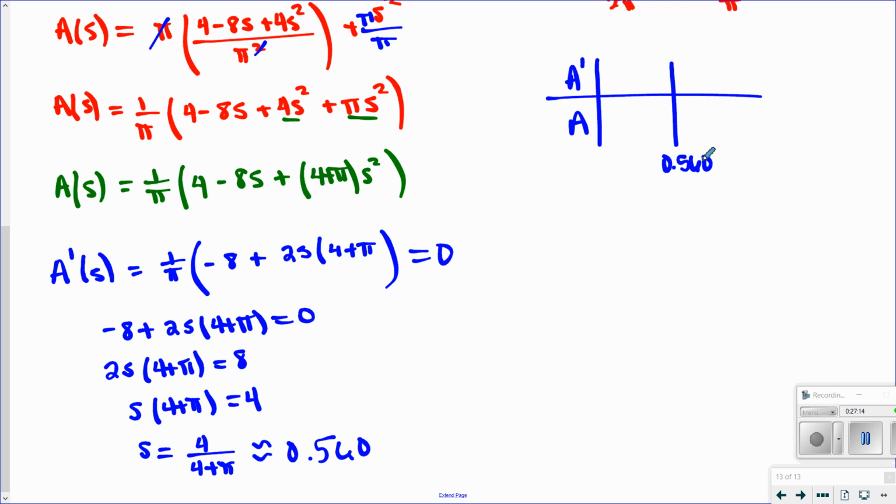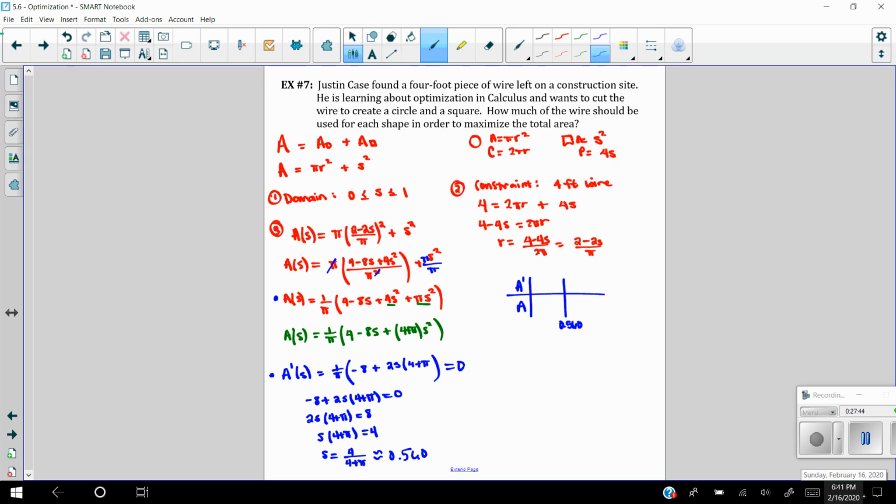Now at this point, I think I'm actually going to go to my calculator and store in my original area function and my derivative. So I'm going to use this as my derivative, and my nicest area function might actually be this one right here, prior to combining the 4 plus pi, just so I don't make a mistake. But okay, so I'm going to go and store those into y1 and y2.